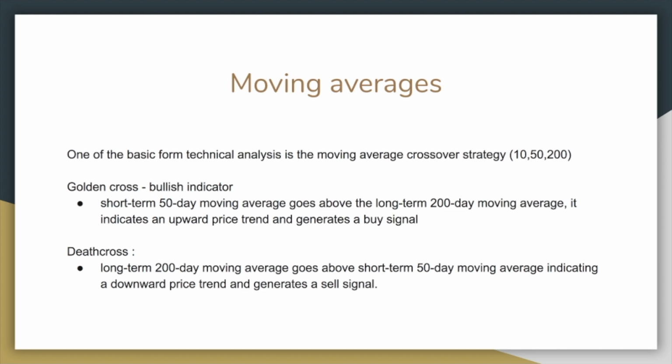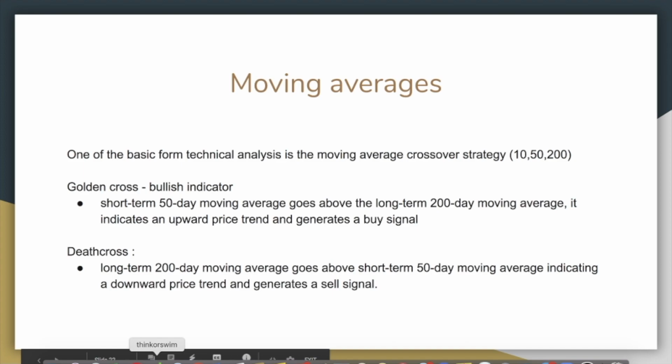Now, let's go into a little bit of vocabulary in terms of what a golden cross is or what a death cross is. A golden cross is a bullish indicator as opposed to a death cross, which is a bearish indicator. A golden cross is when the short-term 50-day moving average goes above the long-term 200-day moving average, which indicates an uptrend in the stock itself, and at that point can generate a buy signal for a trader like yourself. As opposed to the death cross, that's when the 200 moving average crosses the 50-day to the upside, indicating a downward price trend, and that could generate a sell signal.